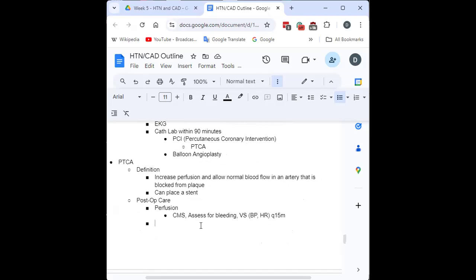What else did you guys mention? Wide opening of the knees. A lot of the time PCI is done through the femoral. So we don't want bent knees because that can exacerbate the bleeding and hematoma. When you bend the knees, you bend your hip, and that can cause us to bleed from the femoral site.